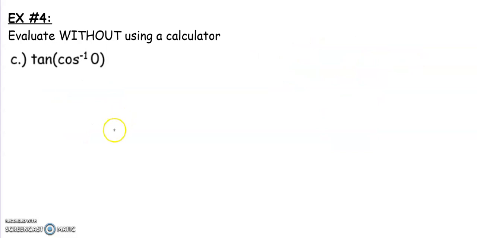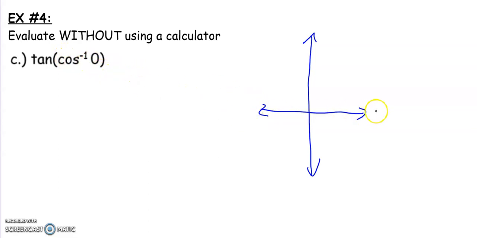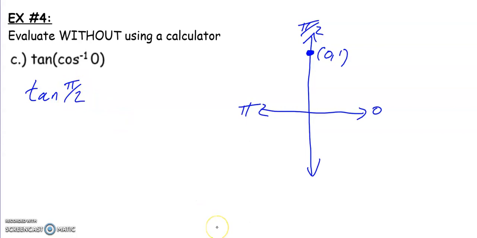Okay, so let's find the tangent of the inverse cosine of 0. So let's start inside the parentheses. Let's find the arccosine of 0. Now remember, arccosine goes from 0 to pi. So we have an x value of 0 right there, the point (0, 1), and that is going to be at pi over 2. So we want to find the tangent of pi over 2.